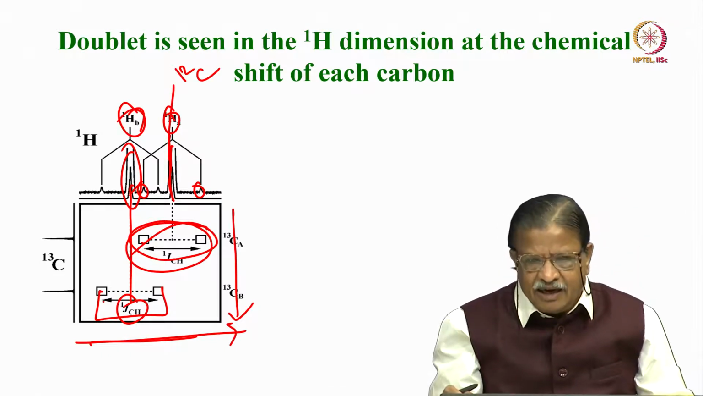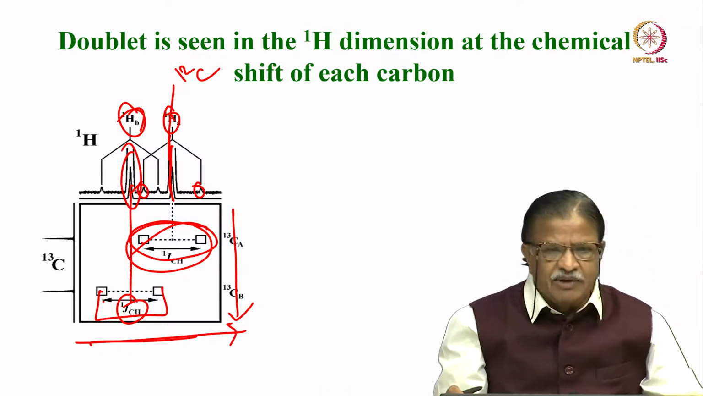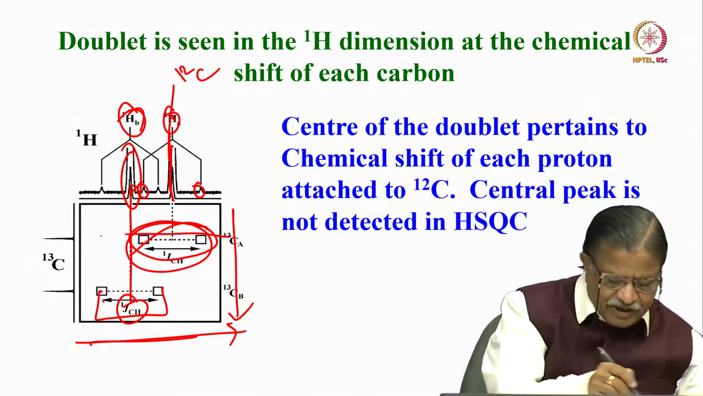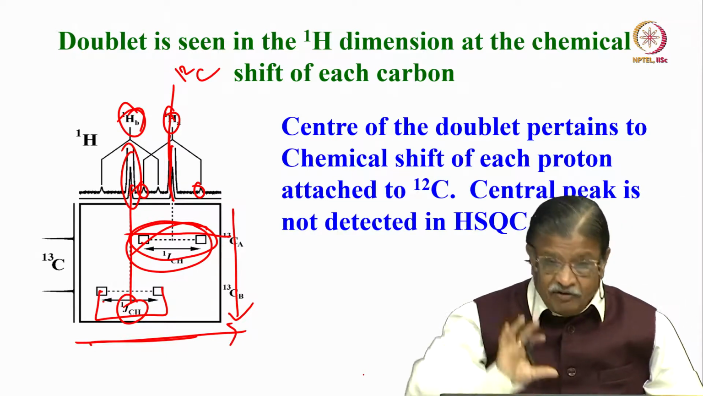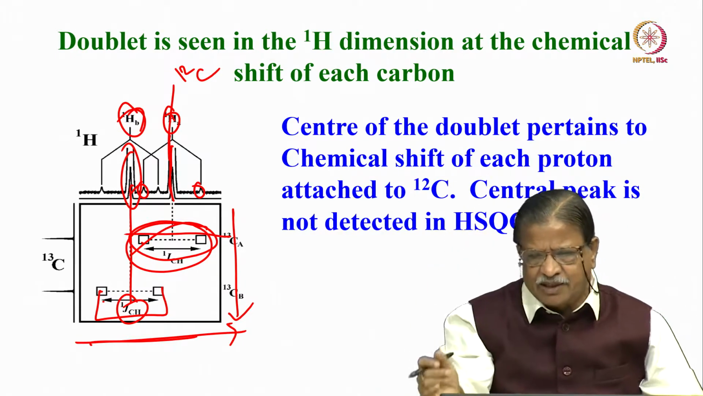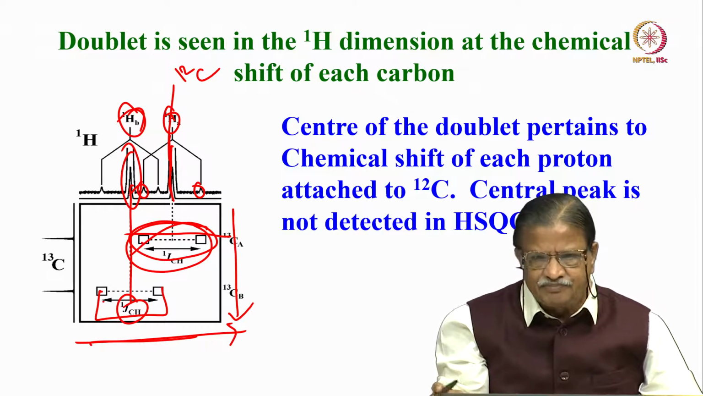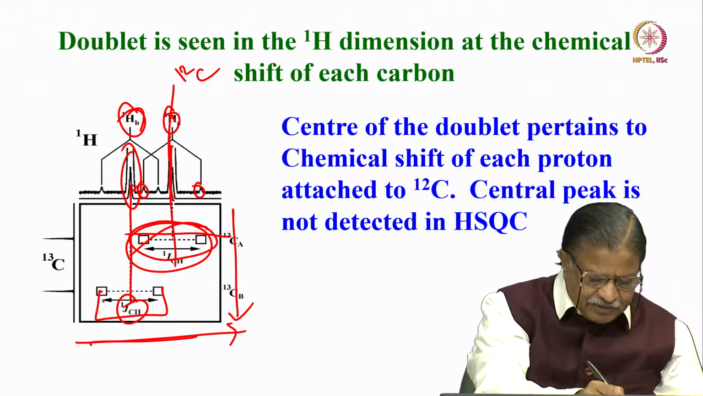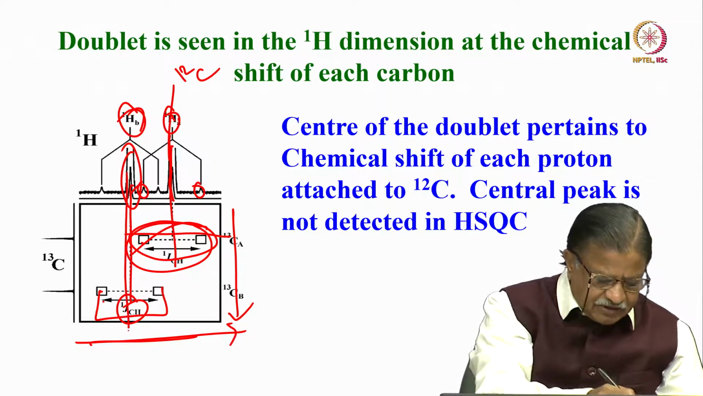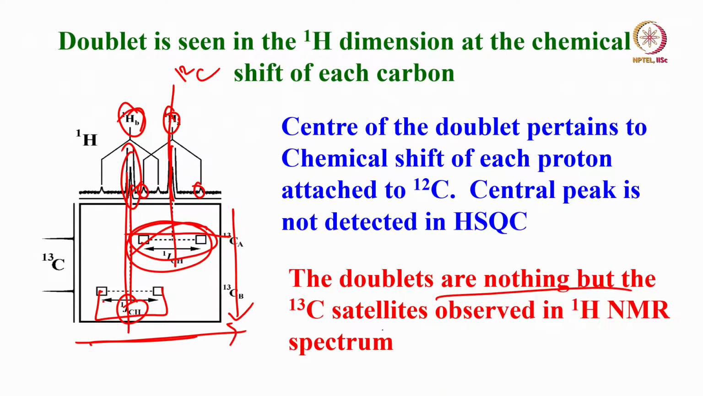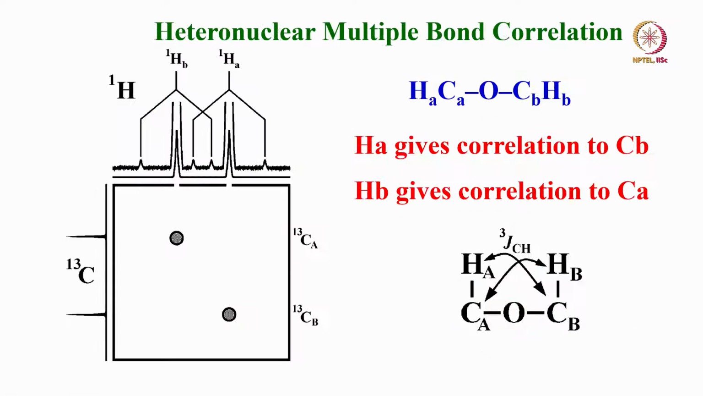So, in the coupled HSQC, you will see the coupling pattern in the F2 dimension and a single peak for each carbon in the F1 dimension. Of course, you can interchange the dimensions also; there are several experiments like that. I am taking just a simple broad experiment which is commonly employed. The center of the doublet here corresponds to the chemical shift of carbon A, and this center corresponds to the chemical shift of carbon B. So, doublets are nothing but carbon 13 satellites observed in the proton spectrum. Remember, that is what I explained to you, the satellites in the proton spectrum.